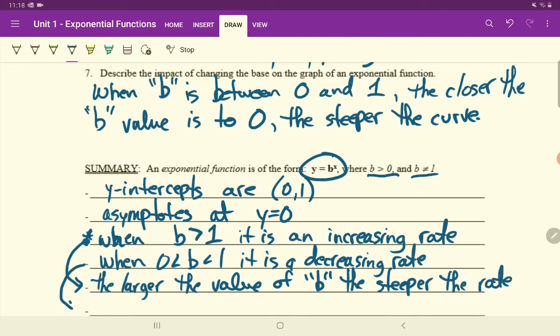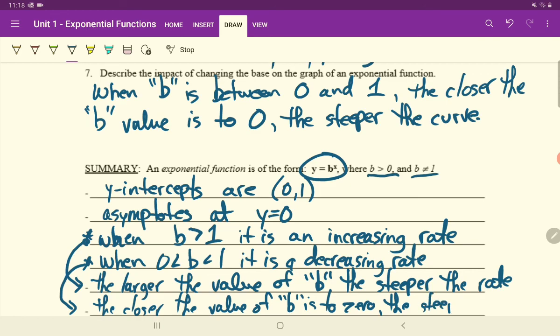For this one, when b is between 0 and 1, the closer the value of b is to 0, the steeper the rate, or the larger the rate, the steeper the curve. Okay, I'd say that's a pretty good summary for strictly y equals b to the x.